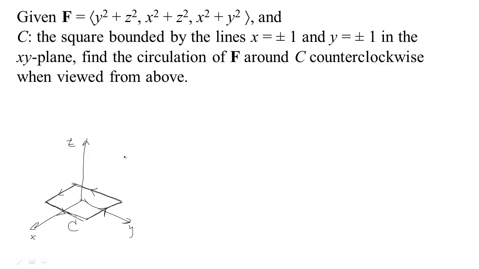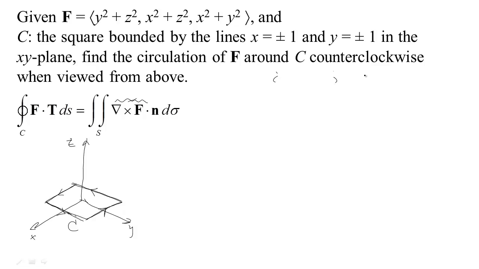So maybe we could use Stokes' theorem, because Stokes' theorem says if you want to find the circulation, you can just actually integrate over the interior. You just have to do the flux of the curl, or del cross f dot n. In this case, things are set up really, really nice. First, we're going to have to calculate del cross f.